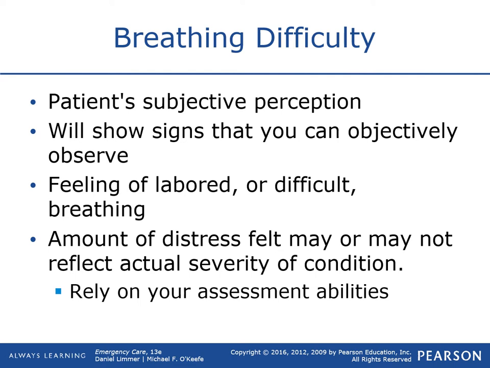So it should follow up with signs that we can objectively see. So objective is things we can measure. So a patient who says that they're having a really hard time breathing, that's their subjective perception, but we should see some shallow respirations that are going really fast, and there could be minimal lung sounds, so we know that not much air is moving. Those are our objective measures that confirm the patient's subjective perception.